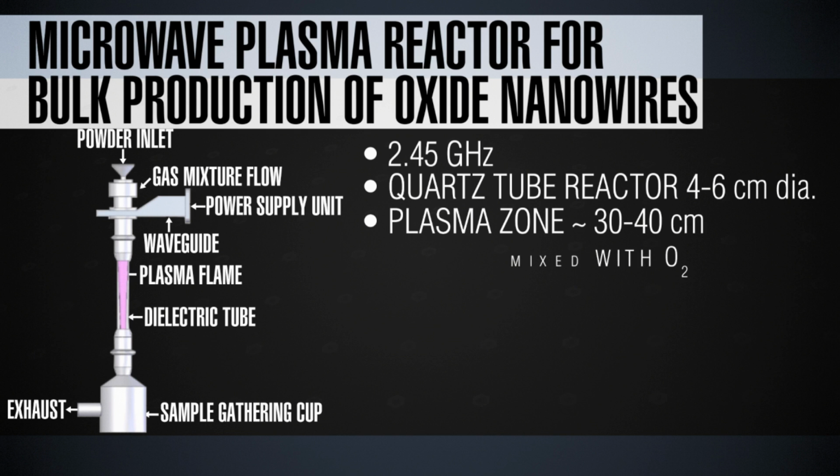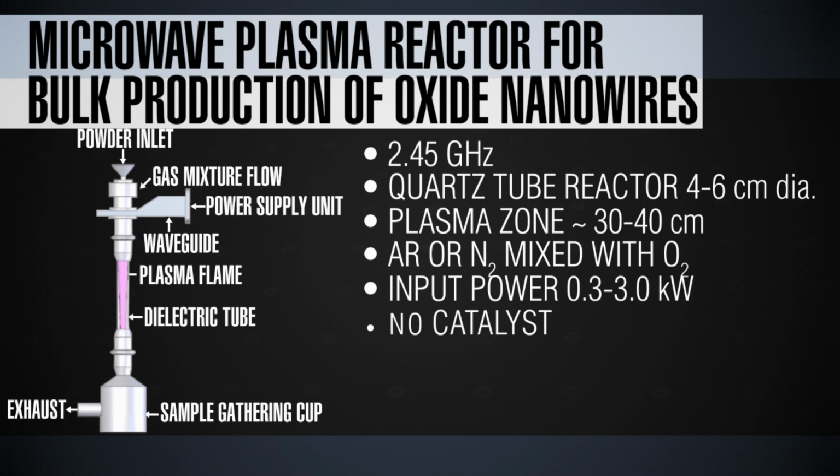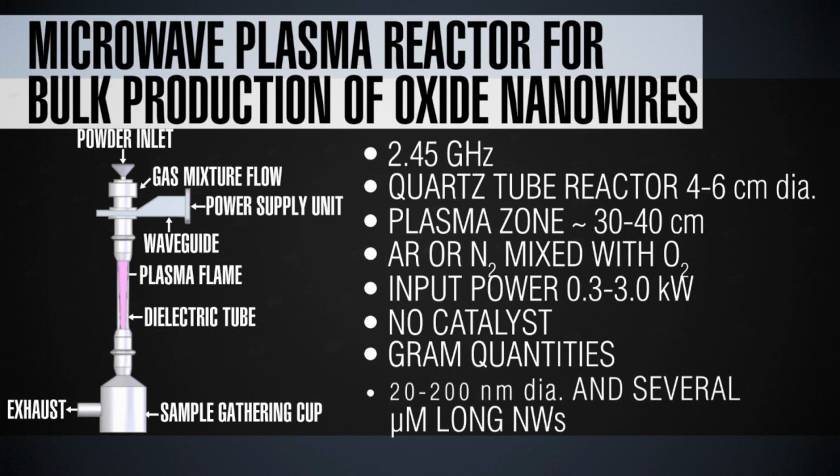Those bulk production of nanowires could be done using a microwave plasma reactor. So this particular reactor I'm showing here has been used for growing oxide nanowires. The microwave frequency is 2.45 gigahertz. It's a quartz tube reactor, approximately 4 to 6 centimeter diameter, and the plasma zone itself in the center of the reactor is about 30 to 40 centimeter.